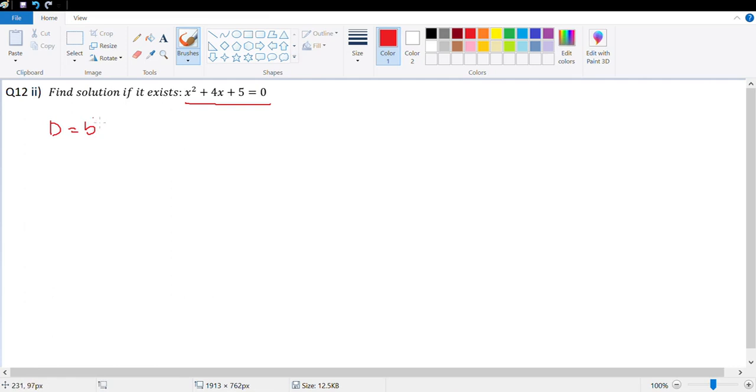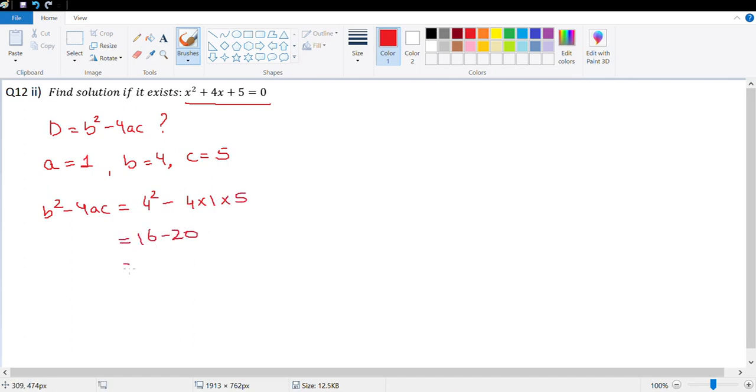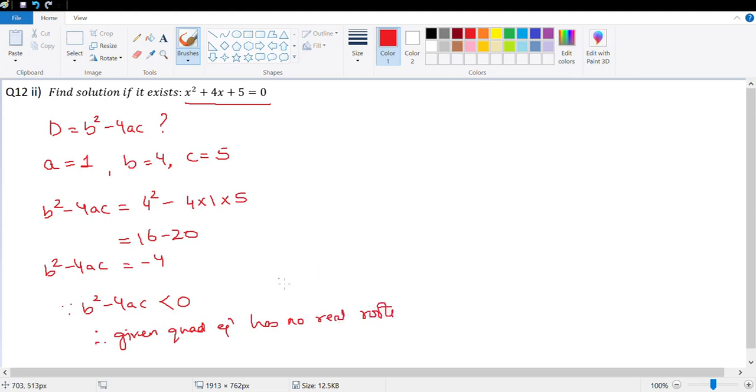d, which is equal to b square minus 4ac. In this case, what does it become? So a here is 1, b here is 4, c here is 5. So b square minus 4ac is equal to 4 square minus 4 into 1 into 5. That's 16 minus 20, which is equal to negative 4. So since b square minus 4ac is less than 0, the given quadratic equation has no real roots. Basically, it means that it has imaginary roots.